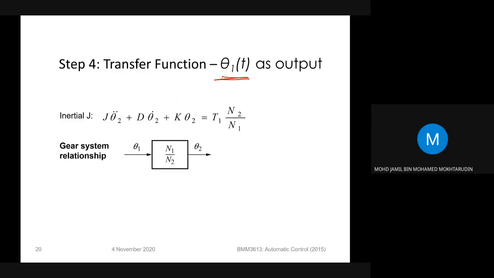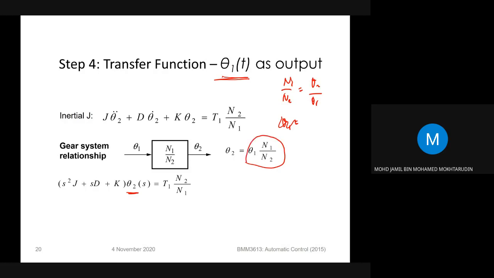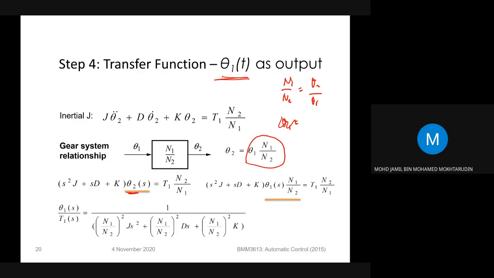So you use the gear system relationship. So N1 over N2 equals theta 2 over theta 1. So theta 2 equals theta 1 times N1 over N2. Okay, so from the transfer function for theta 2, here it's theta 2, so you need to substitute with theta 1 times N1 over N2. Once substituted, then rearrange theta 1 over T1.